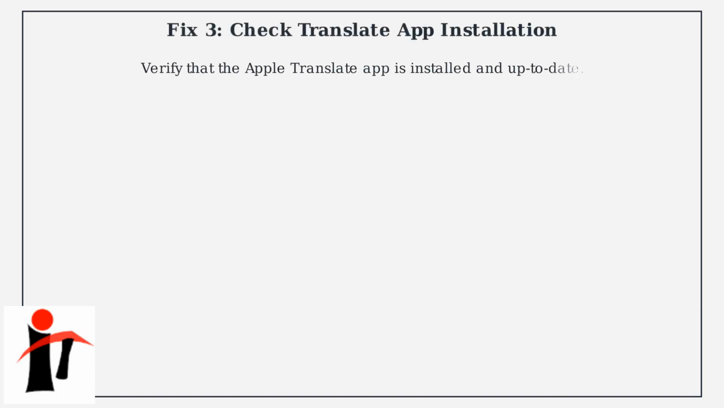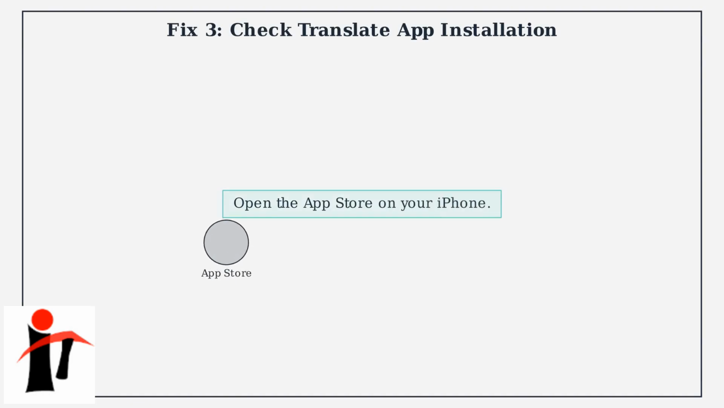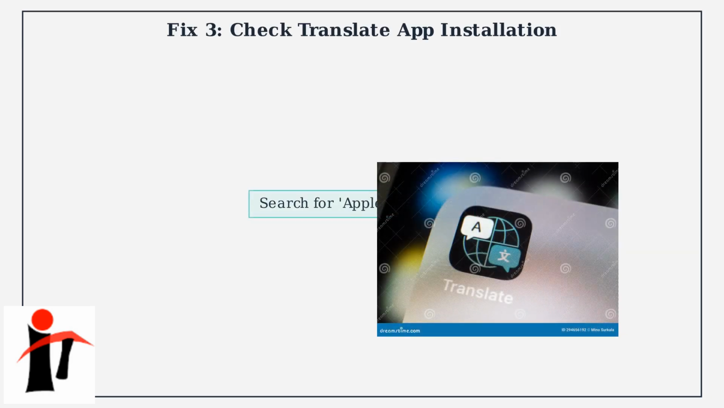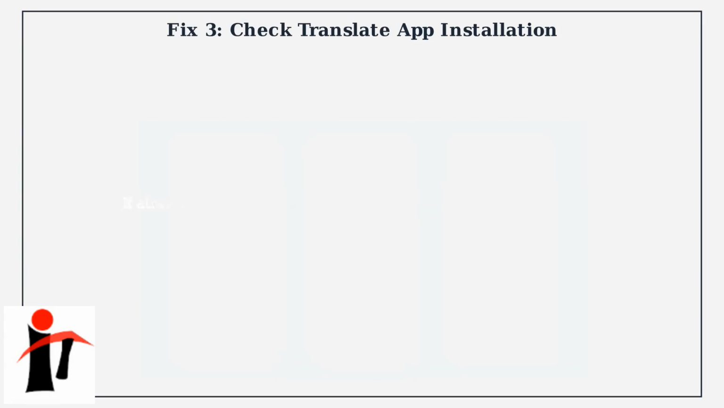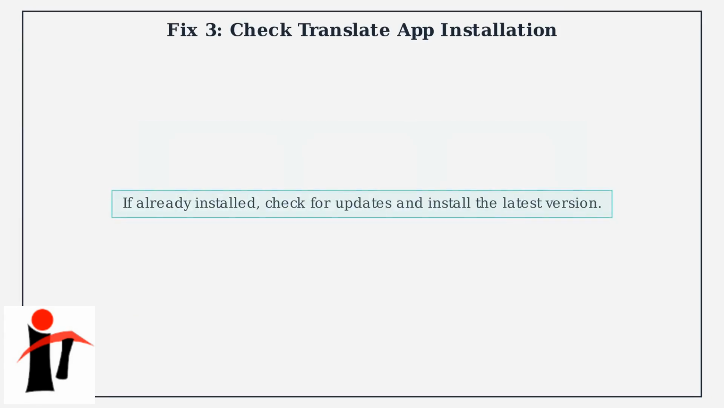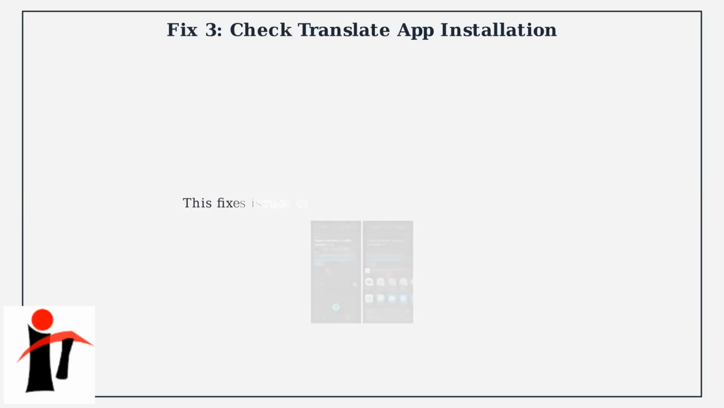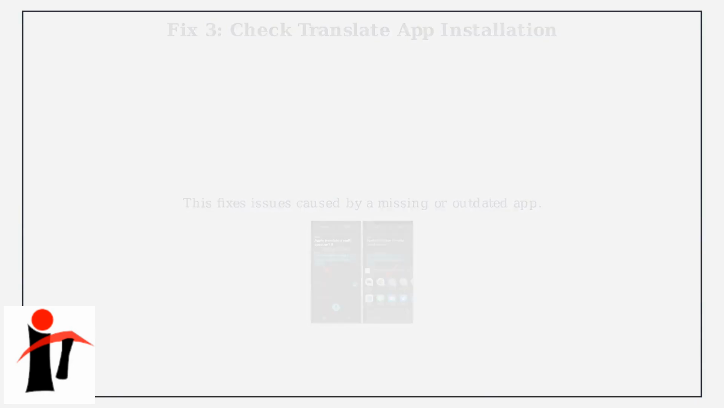Verify that the Apple Translate app is installed and up to date. Open the App Store on your iPhone. Search for Apple Translate. If not installed, download and install it. If already installed, check for updates and install the latest version. This fixes issues caused by a missing or outdated app.